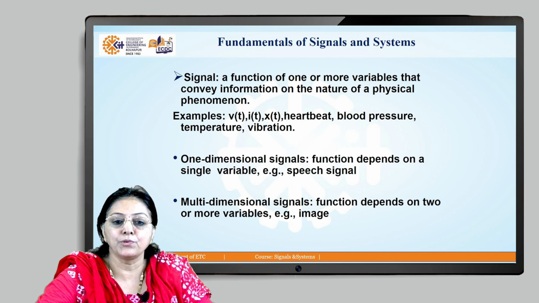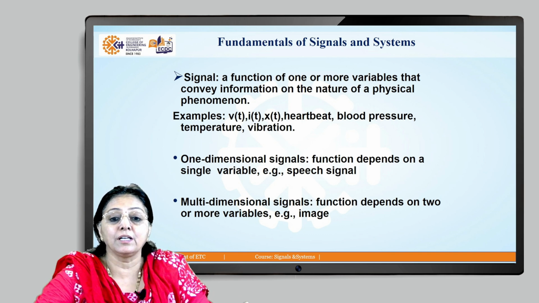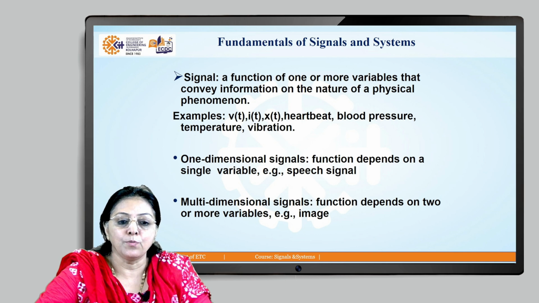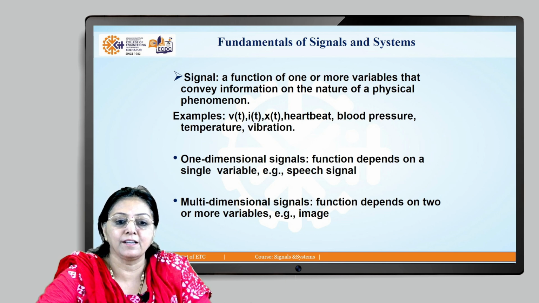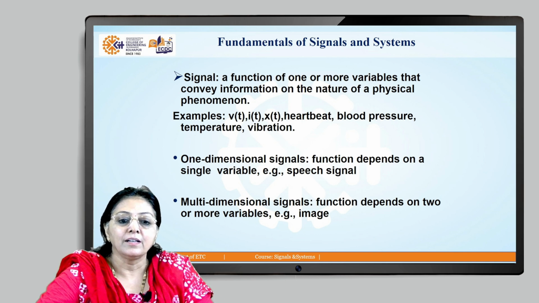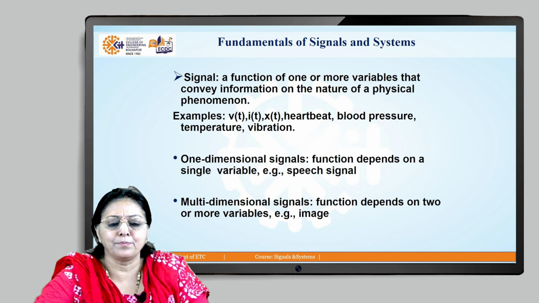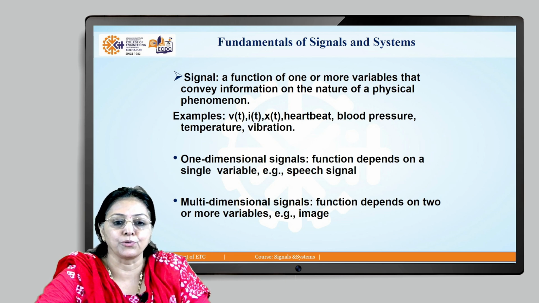Next, we are going to use the heartbeat, that is the ECG, the cardiogram of the human body, which we are also going to observe. That is one type of signal. Measuring blood pressure, temperature, vibration: these are some examples we are going to consider, which give information, and the signal may vary with respect to time or with respect to frequency, whichever type of signal we use.